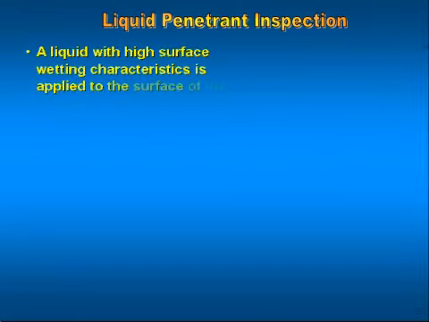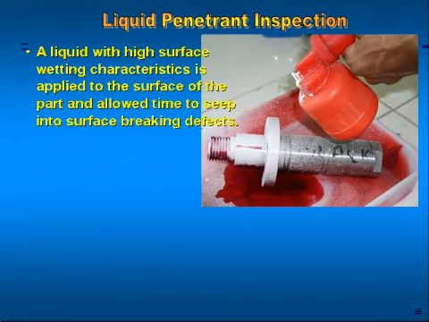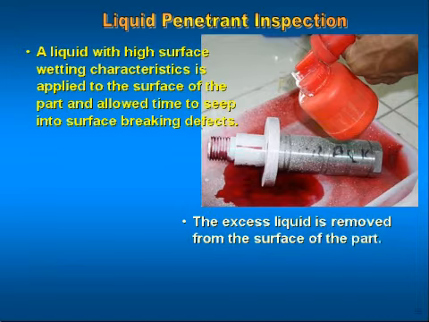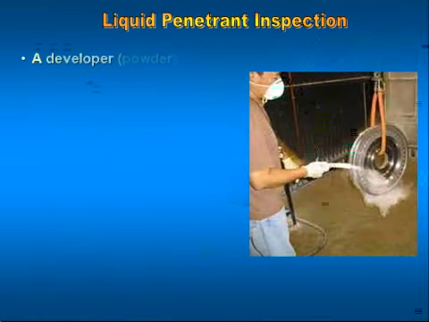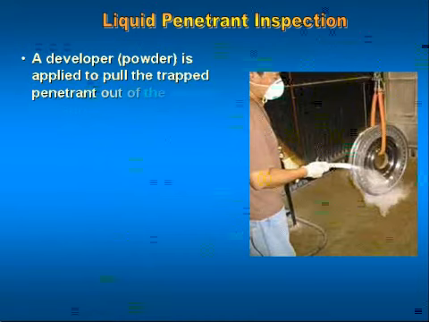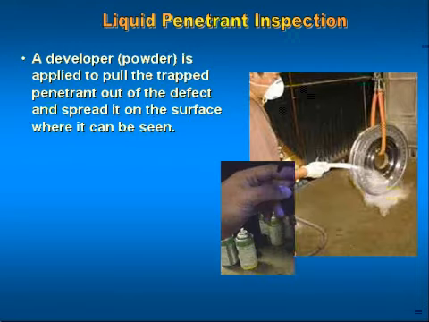Liquid penetrant inspection. The steps used to perform liquid penetrant inspection are as follows. 1. A liquid with a high surface wetting characteristic is applied to the surface of a part, and the penetrant is allowed time to seep into surface defects. 2. The excess liquid is removed from the surface of the part. 3. A developer is applied to pull the trapped penetrant out of the defect and spread it on the surface where it can be seen.